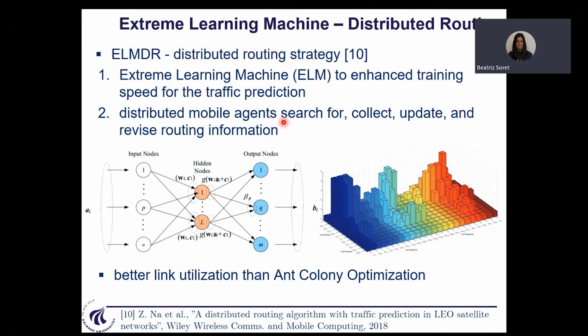And then once this reaches the destination, they have this other backward mobile agent that will do the route in the opposite direction. You don't need to calculate it because you know it already. And it refines basically the decisions. So this is the first example of using machine learning for routing, and they show in the paper that they get better link utilization than with an ant colony optimization.